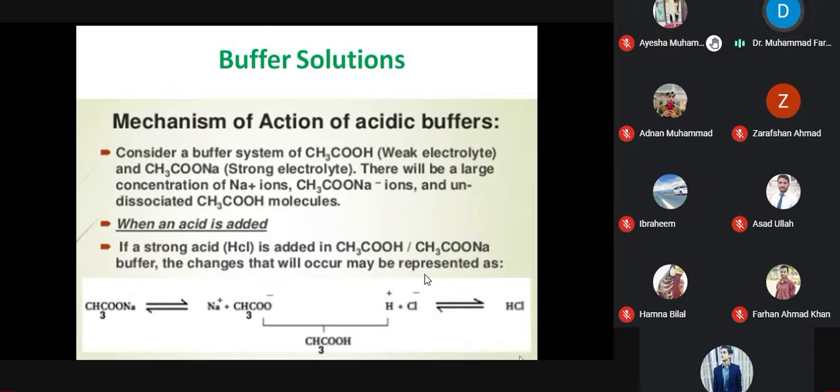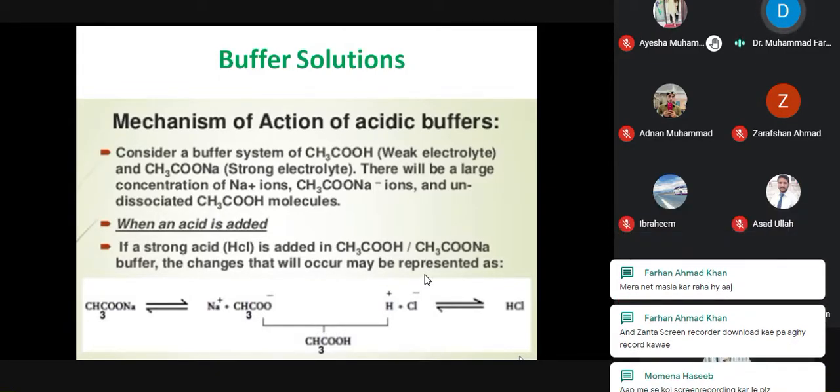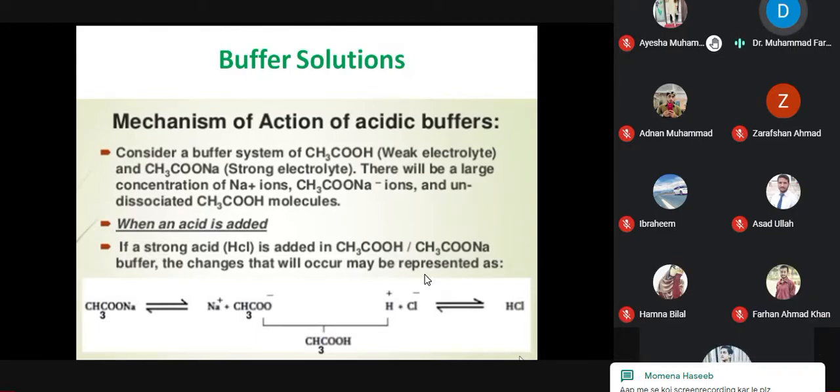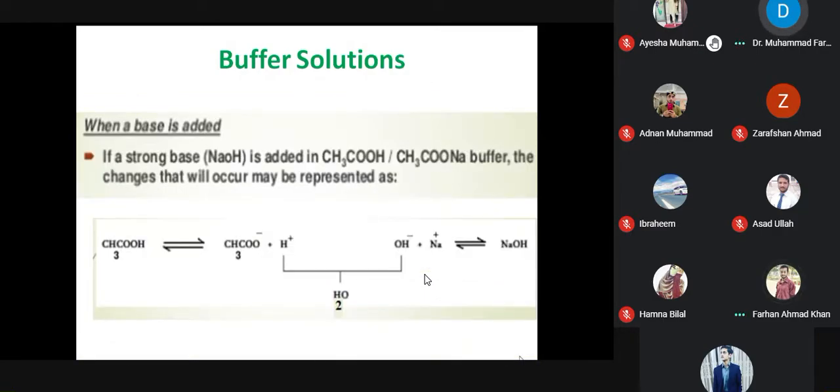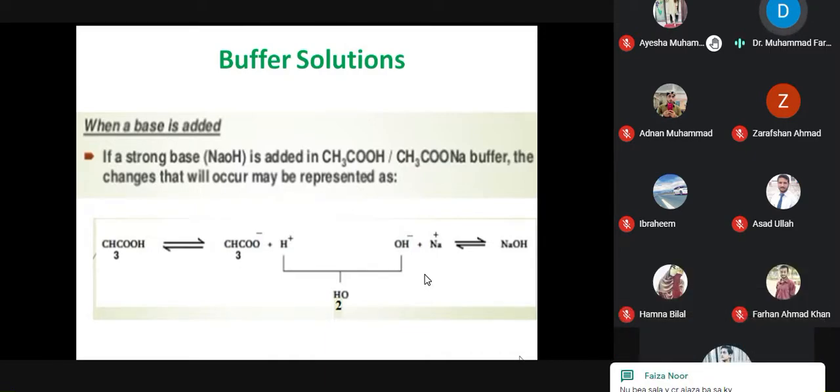So this way, if acid is added, what happens? The sodium acetate gets dissociated, and these acetate ions react with the hydrogen which is being added. So the weak acid is produced, which will not change the pH of the solution to a great extent. Similarly, if a strong base is added, the OH ions which are added from outside into the buffer solution will be neutralized by the hydrogen ions from the dissociation of the CH3COOH, which is a weak acid. So water is produced as a result, and the pH of the solution will remain constant. Okay, is this clear?